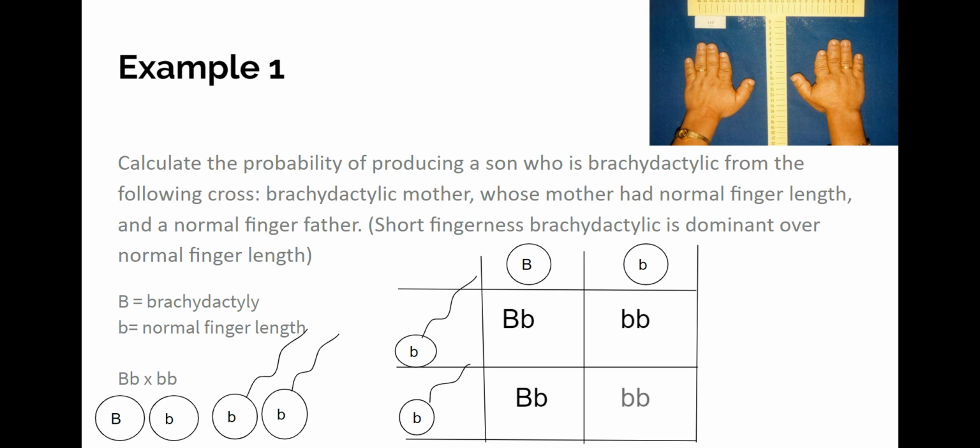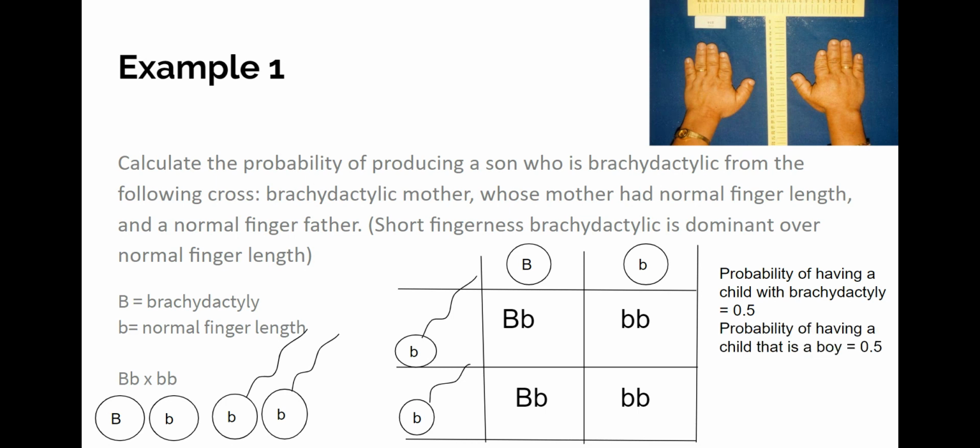There we go. So if I look at this overall, I can see 2 out of the 4 are brachydactyly, and 2 out of the 4 are normal fingers. But this says calculate the probability of producing a son. They don't know what they're having. So again, it's a 50% chance. We now look at the Punnett square and we say, oh, it's also a 50% chance that this person is born with brachydactyly.